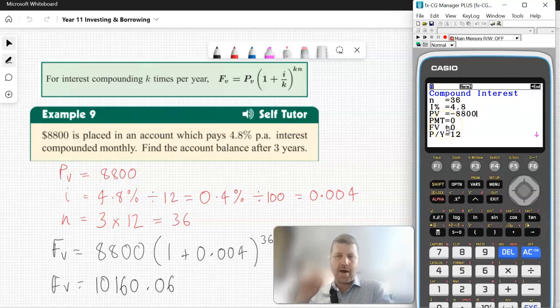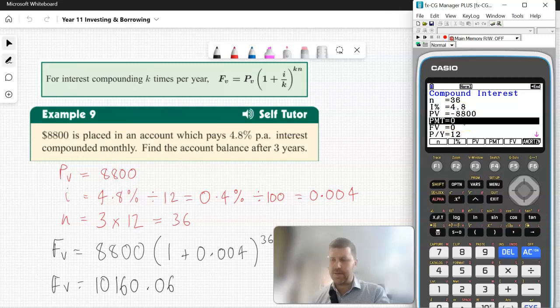PMT is basically the payment per term. We're not going to be making any payments because we're investing this amount, so you can simply leave that one blank. The future value is what we're being asked to find out.